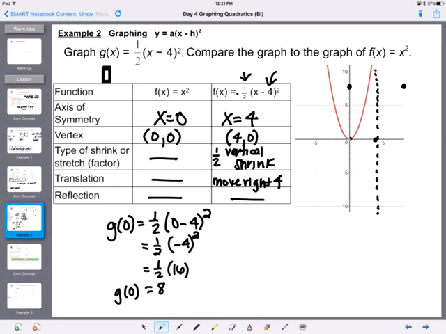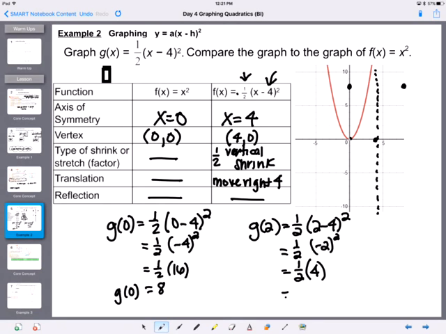Another easy point to plug in would be 2. So g of 2, if we have 1/2 times 2 minus 4 squared, 2 minus 4 is negative 2. Negative 2 squared is 4. Half of 4 is 2. So when x is equal to 2, y is also equal to 2. Again, that has to reflect across your axis of symmetry, and you just graphed this function.